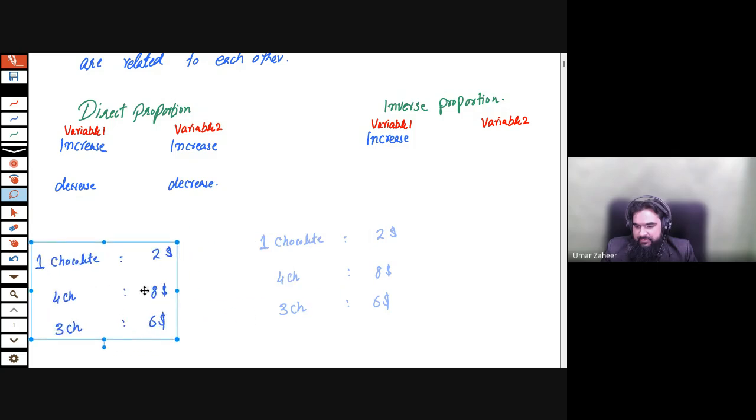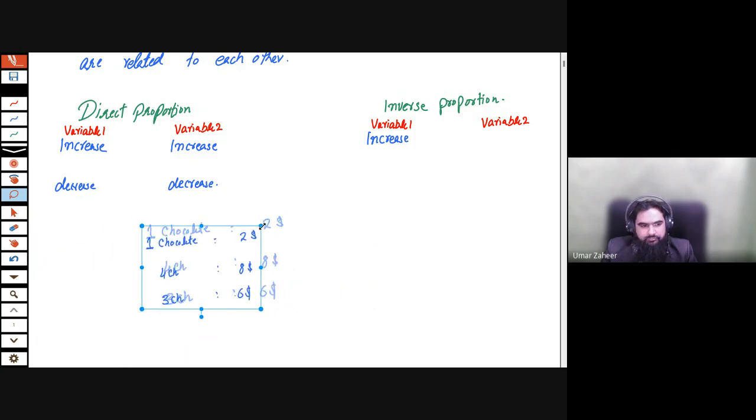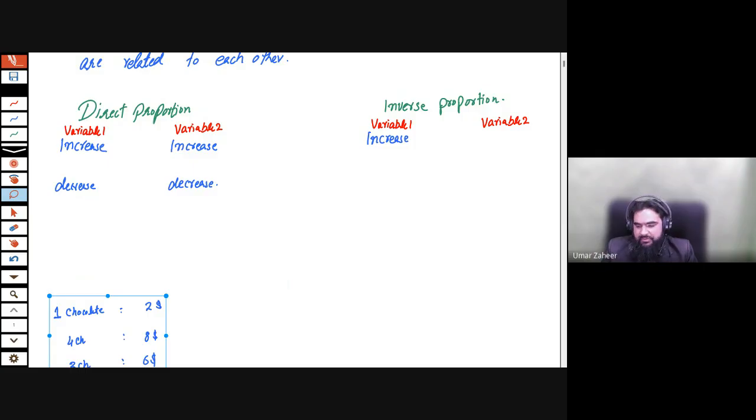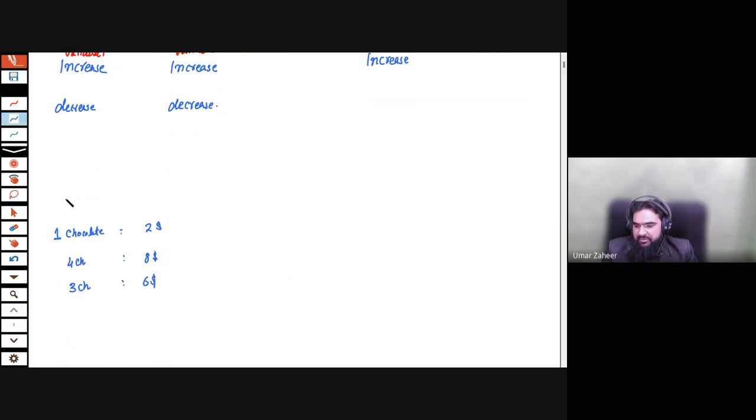Yes, Sarwan. Is it clear? Yes, sir. In the same way, in inverse proportions, we make it from the same diagram. We have the number of chocolates, and here we have the price. For example, here we are just going to check the chocolates that you have already eaten.